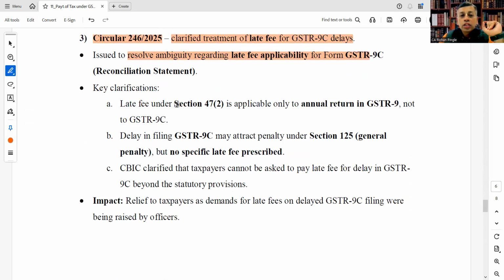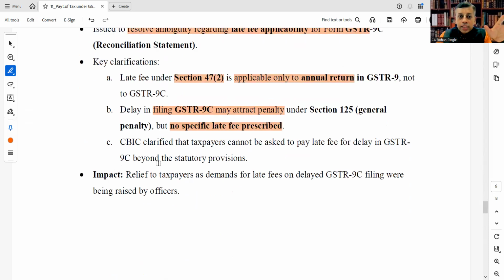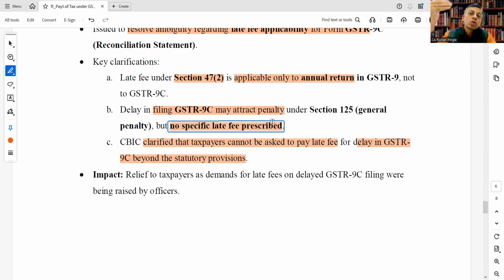So late fee under Section 47 subsection 2 is applicable only to the annual return in GSTR 9 and not to GSTR 9C. Delay in filing GSTR 9C may attract penalty under Section 125, that is the general penalty, but no specific late fee is prescribed. CBIC clarified that taxpayers cannot be asked to pay late fee for delay in GSTR 9C beyond the statutory provisions.